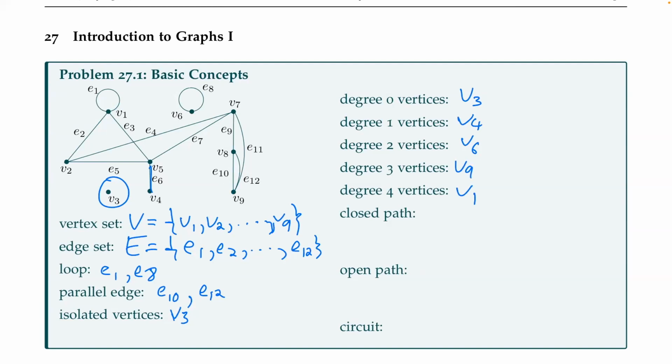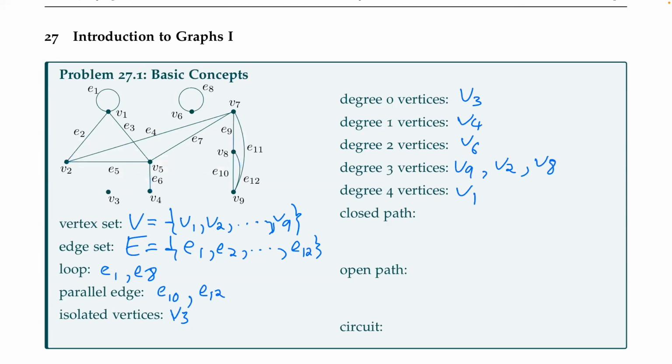Degree 3. So V2. So where's V2 here? So degree 3, yeah. Sorry, V2 has 3 edges going out of it. So we've got V2 here. There's one other, I think. V8 is, let me find V8, there we go. 1, 2, 3. Perfect. And then degree 4 vertices, we've already got V1.